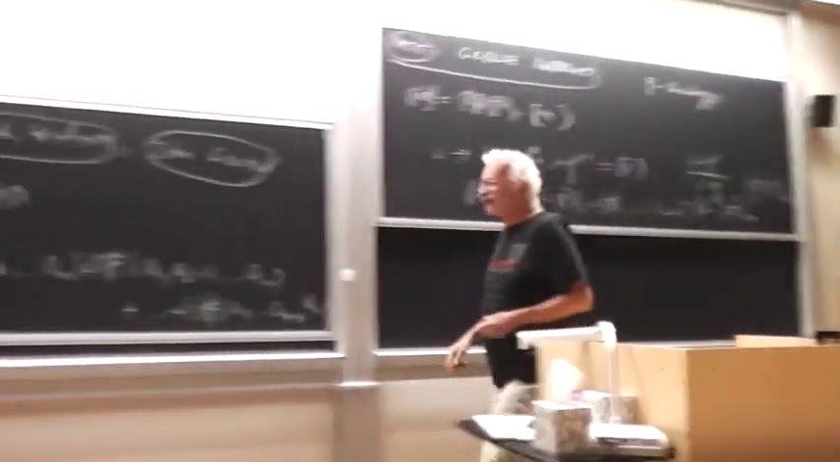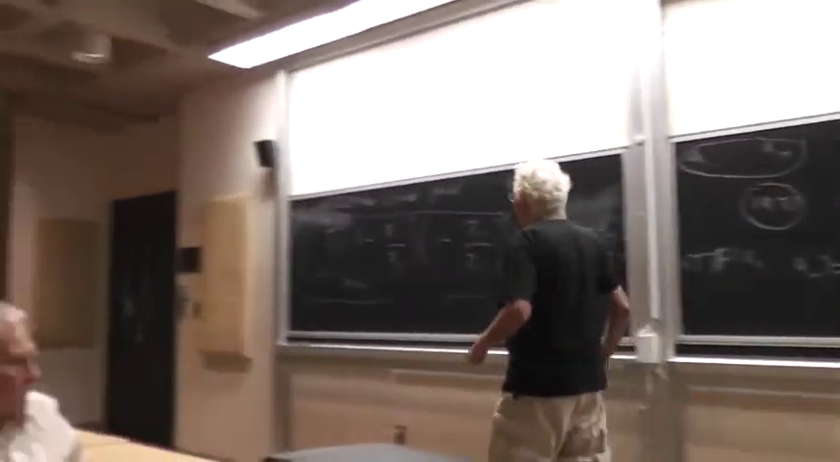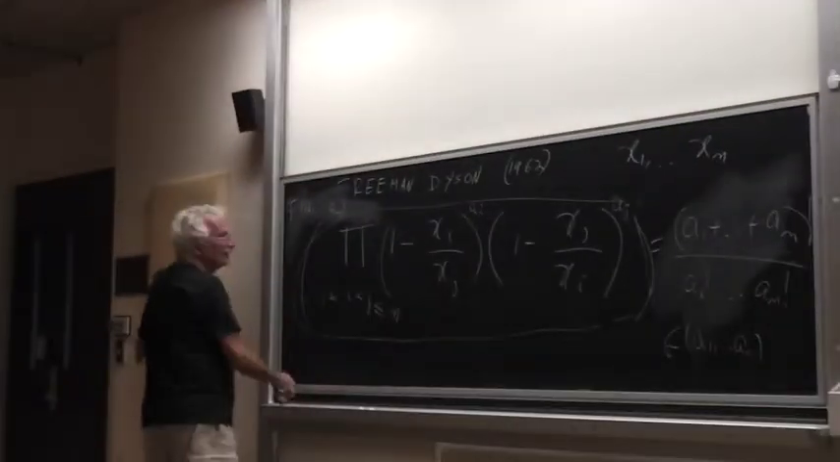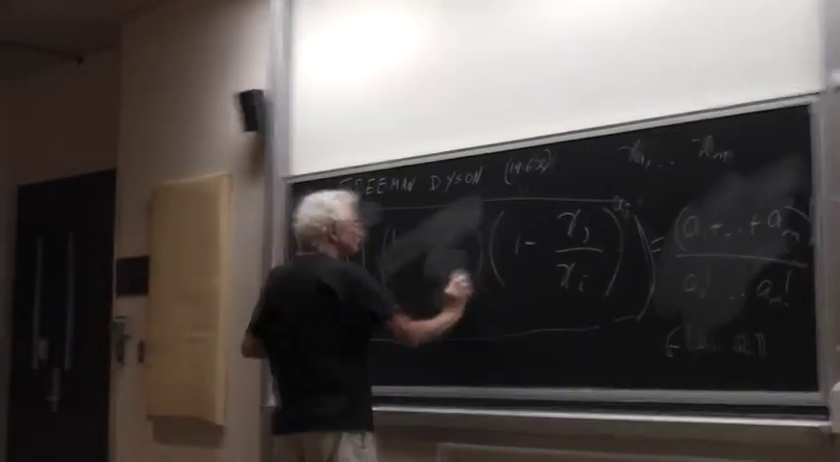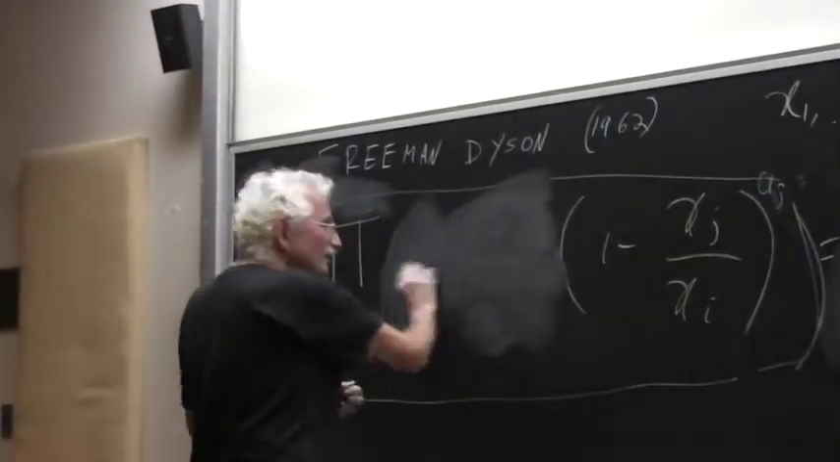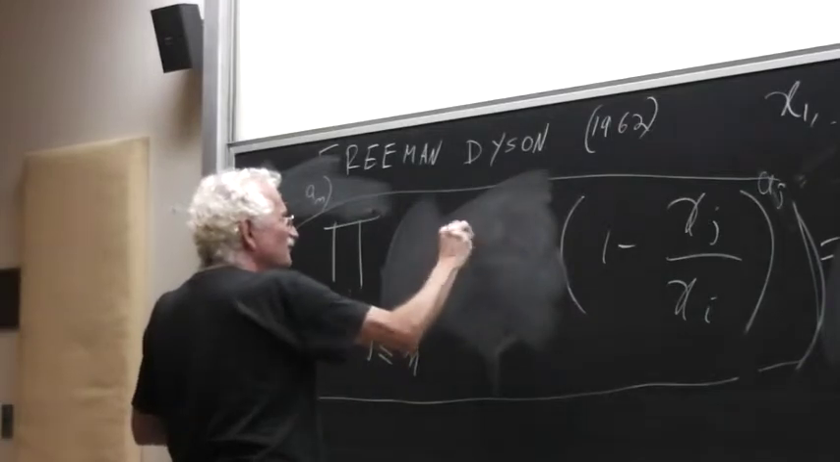So what George Andrews did is look at this and do the Q analog game. He first tried this.